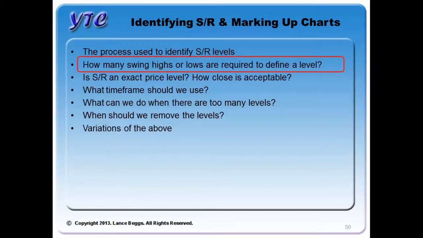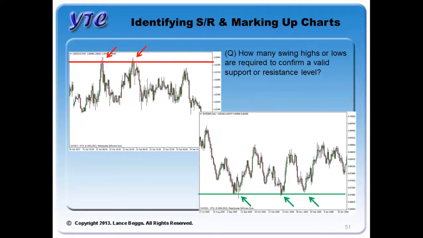Some questions though to fine-tune our understanding. Firstly, how many swing highs or lows are required to confirm a valid support or resistance level? While you will see some variation amongst experienced traders, the most common answer to this question will be 2 swing highs or lows are required to define a support or resistance level.